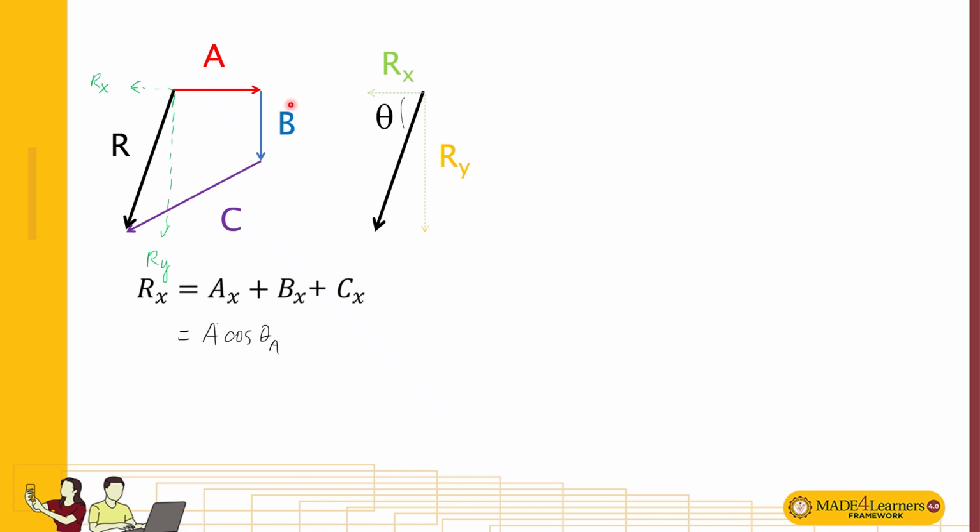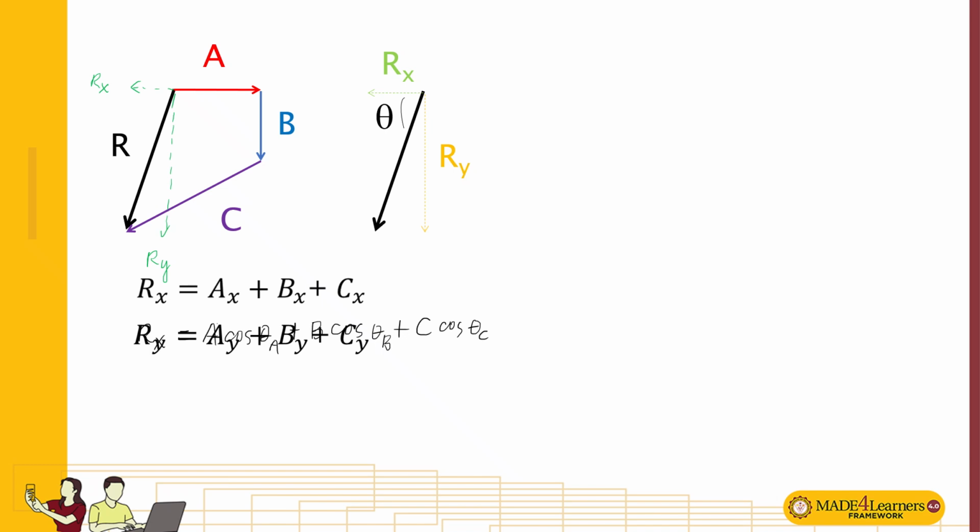Okay, so for example lang, assume lang ta nga A diri, it's 0 degrees, so we write whatever is the magnitude of A and multiply it to cosine of 0. And then for the second term, you write the magnitude of B, multiply it to cosine of the angle of B, and then C times cosine of the angle, the direction of your vector C. So that's how you write the x component of your resultant. Okay.